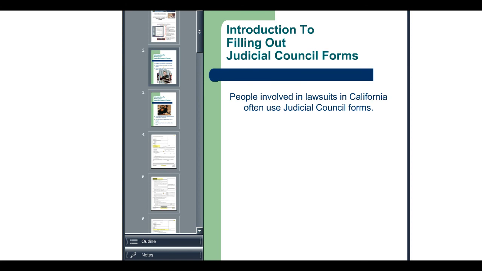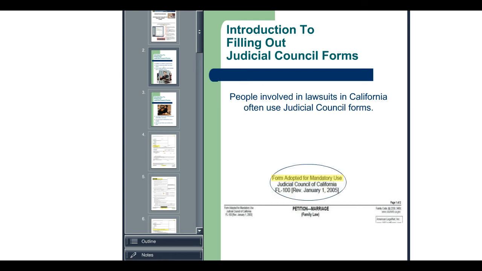People involved in lawsuits, also called litigants, must use Judicial Council forms that are labeled mandatory use, and may use forms that are labeled optional use. To see if your form is mandatory or optional, look for these words in the bottom left-hand corner of the front page of each form.